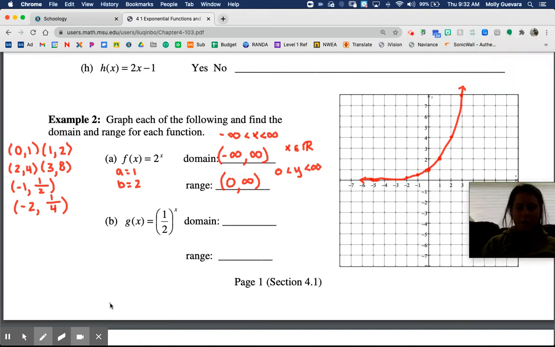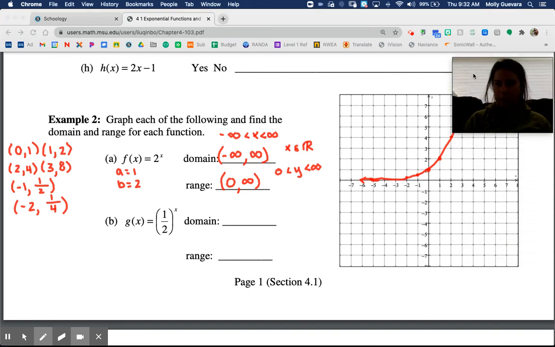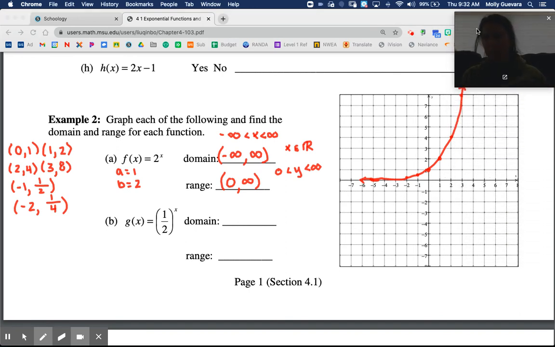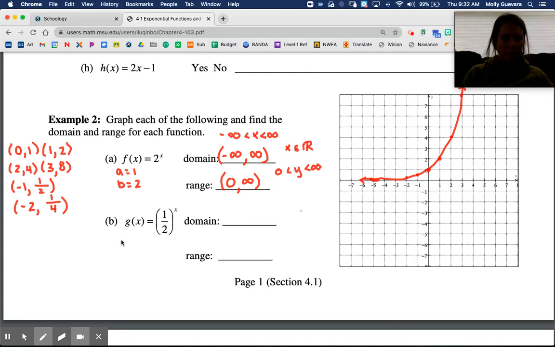Okay, so now, how did that happen? Oh, I'm all dark. Okay, so now what we're going to do is look at 1/2 to the x. So again, it's going to be the same thing. My a is 1, right? My a, there we go, is 1. And my b is 1/2.